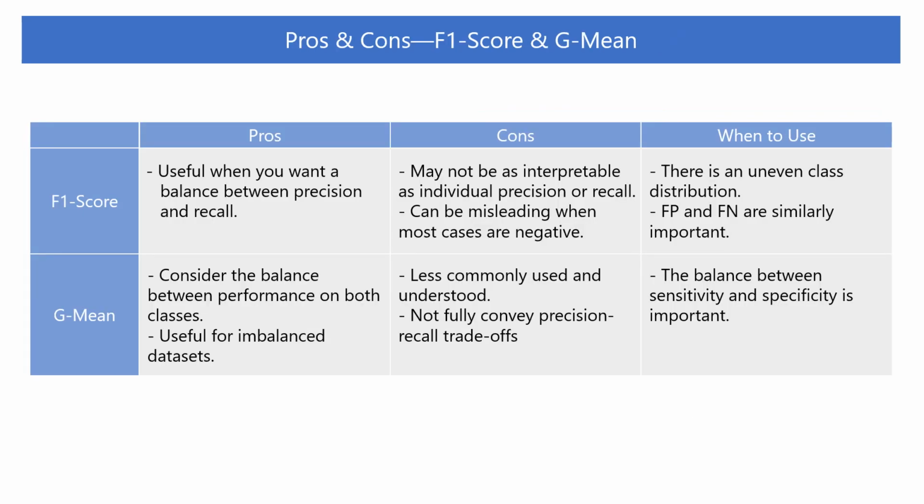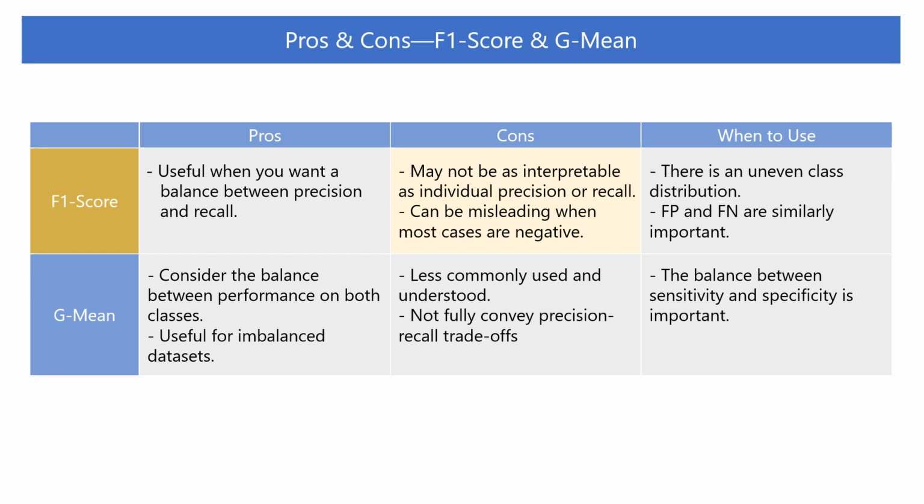F1 score and G-mean enable us to obtain a holistic view of the model's performance, rather than relying on a single aspect of classification. However, they also have pros and cons. F1 score combines precision and recall into one metric, so it is useful when you want a balance between precision and recall.